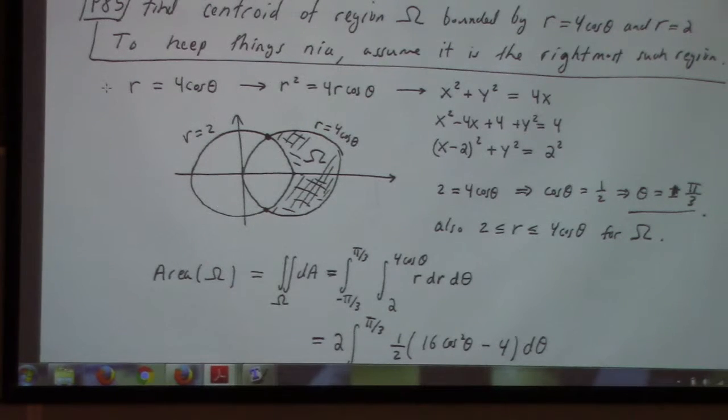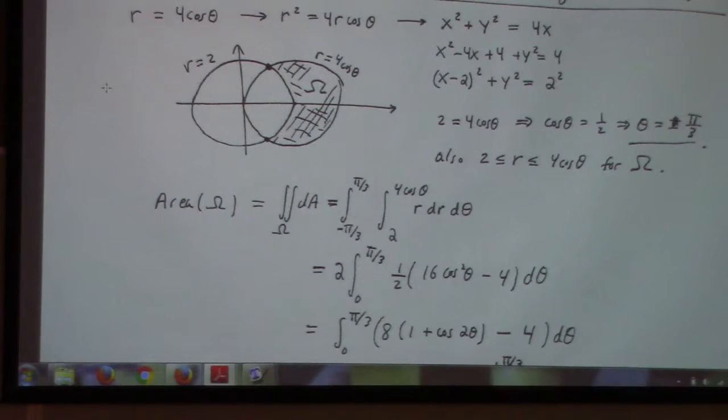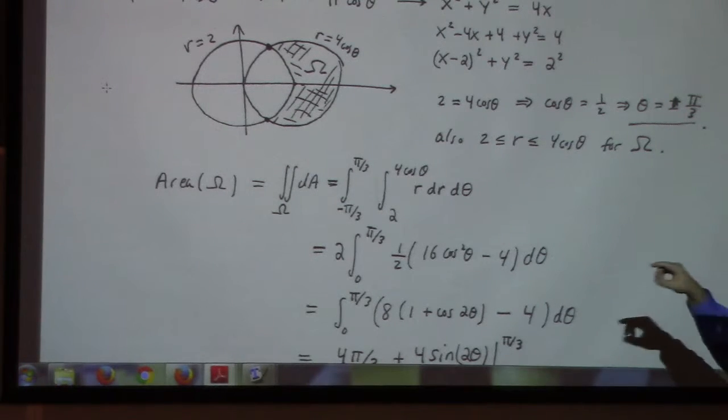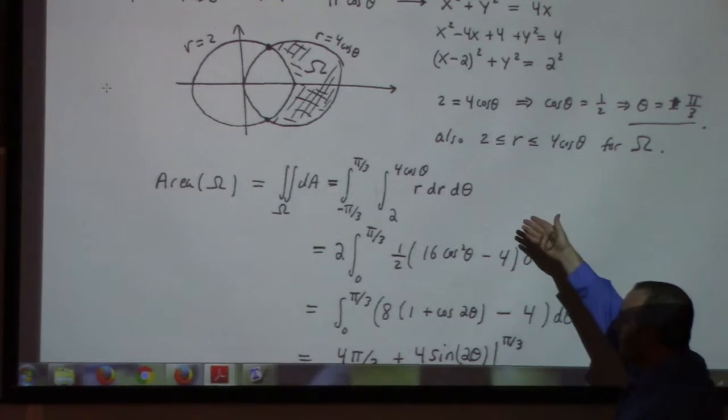So this one I chose the easier way to think of it, I think, which is the outside, right? So the rightmost region looks like that. It's still unpleasant, right? So I have to integrate from 4 cosine theta at the top down to 2 in the inner radius. And the points of intersection are plus or minus pi over 3. So to calculate the area, I have to do this integral, right?